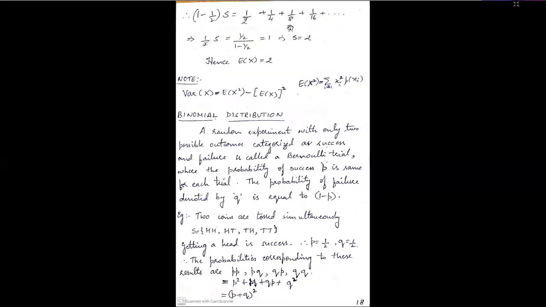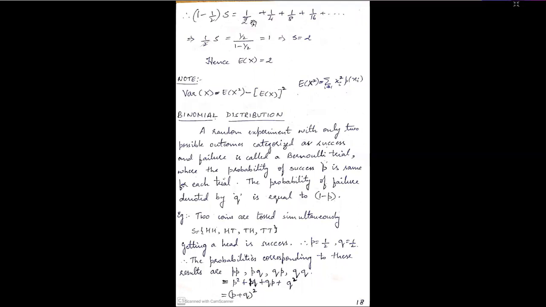Now this is a geometric series, and the sum of the geometric series is given as S equals A divided by 1 minus R. The left hand side is half S, that is equal to A, the first term, which is half, divided by 1 minus R, where R is the common ratio. The common ratio is given as A2 by A1. That is how you find the common ratio. So half S is equal to half by 1 minus half, that is equal to 1. So S is equal to 2. Therefore, E of x is equal to 2.